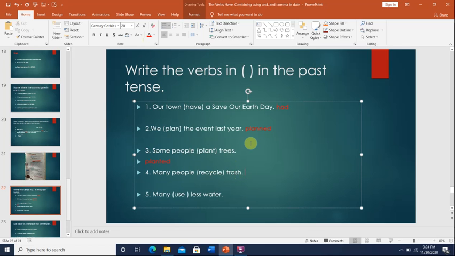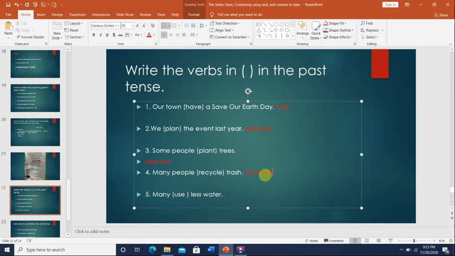Many people recycle trash. Here the verb ends with E. What do I do? I take out the E and I put ed. Recycle: I take out the E and I add ed. Remember, the past of have is had. Some verbs that end with a consonant, we double the last letter, like planned, we double the N and we add ed. And some we just add ed, like planted.